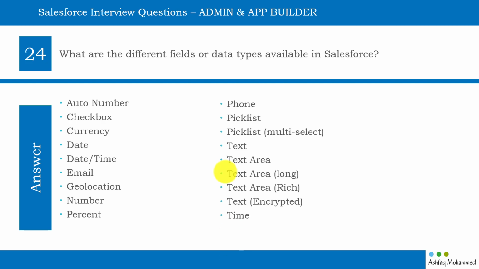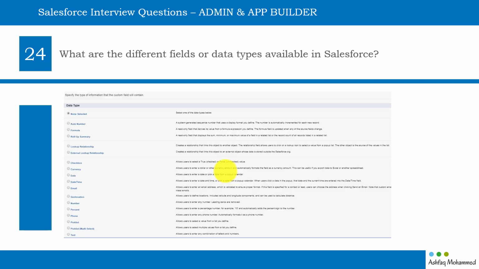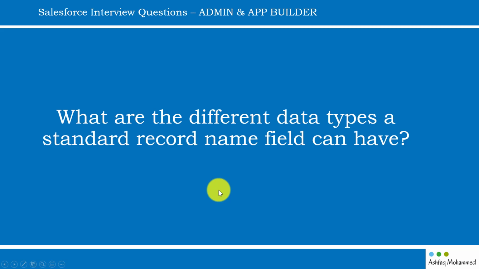Cool. And the last one is time. Okay, we have URL as well. So if you want to display the URL, like the website of a customer, then you can use this URL, right? And this is the page where you can select while creating the fields. You will get this page. Here you have to select whether you want to create the field as a checkbox, currency, date, time, email, whatnot. Okay. Let's go on to the next question.